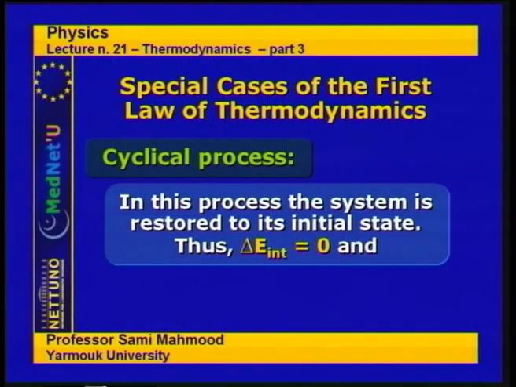The third special case is the cyclical process. The cyclical process is a process where the system starts from an initial state, is taken to a final state, some other state, and then back to the initial state. So the definition of the cyclical process is that the system is restored to its initial state, and since the internal energy is a state function, it depends on the state. So when the system goes back to its initial state, that means the change in its internal energy is zero. So delta E internal, in the cyclical process, is zero.